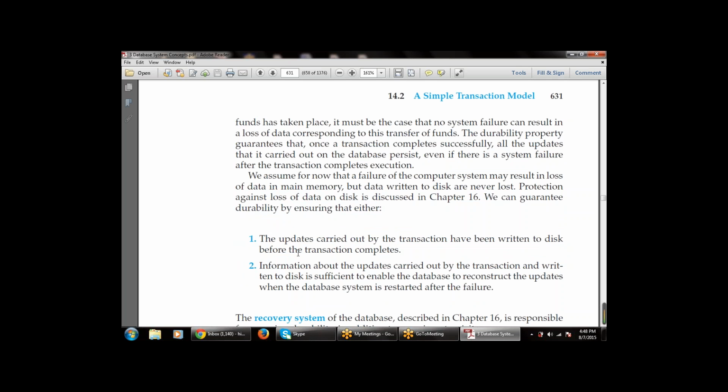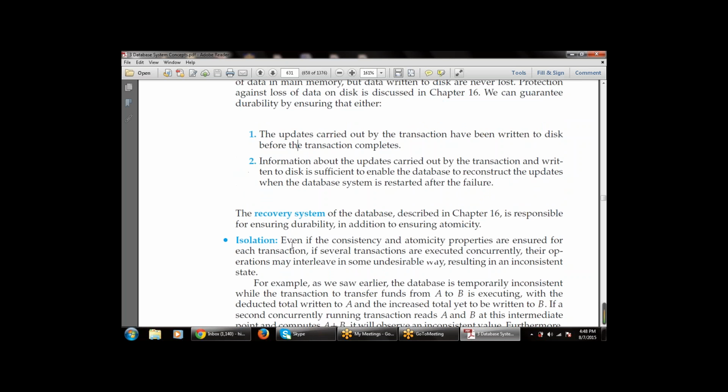Information about the update carried out by the transaction and written to the disk is sufficient to enable the database to reconstruct the updates when the database system is restarted after the failure. So whatever information is available will be used by the database system to update or reconstruct the update when it is restarted after the failure. The recovery system, available in chapter 16, the next chapter, is used for ensuring durability in addition to atomicity.